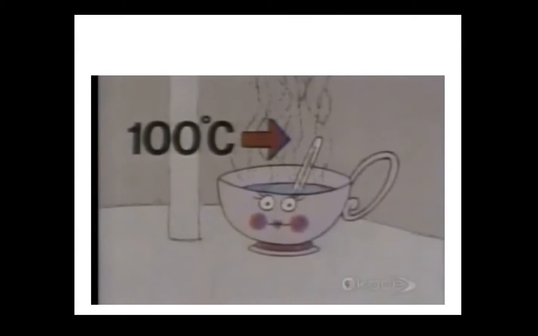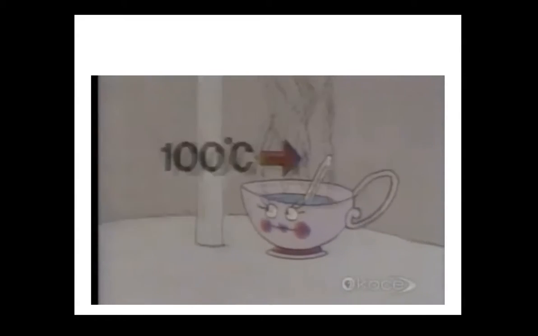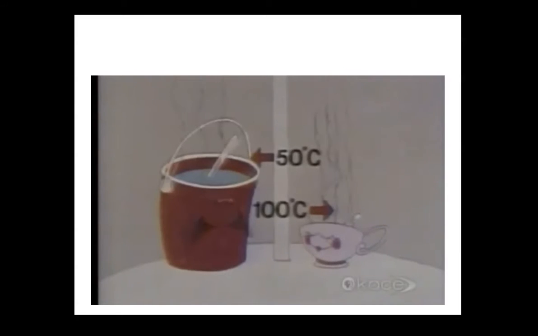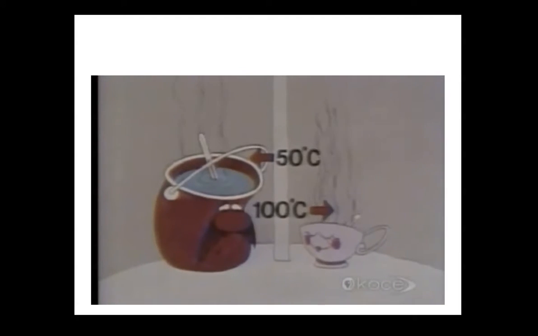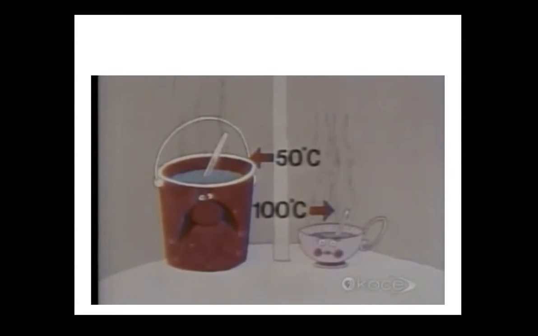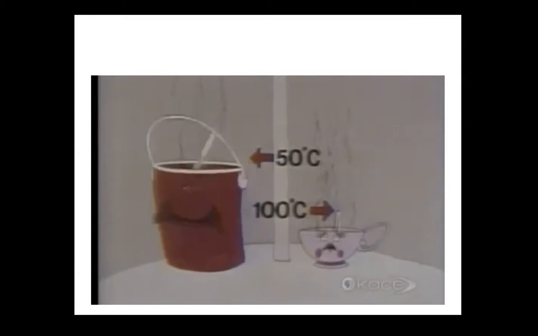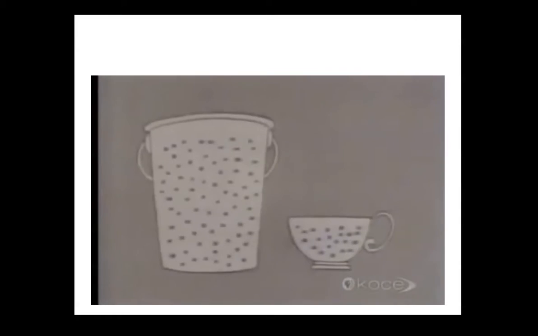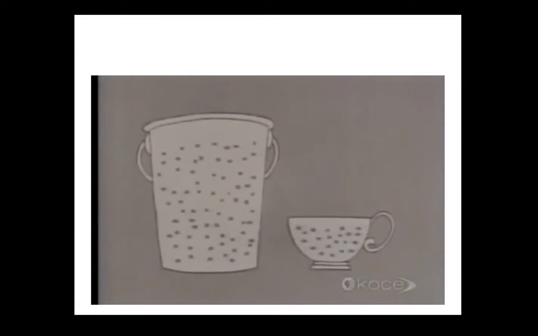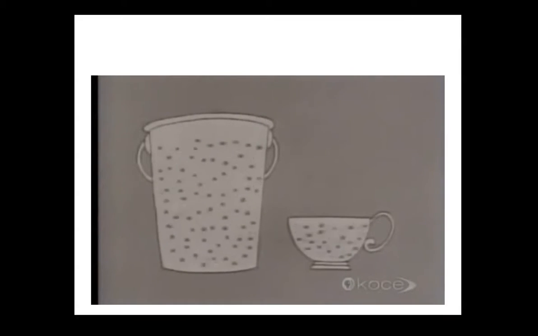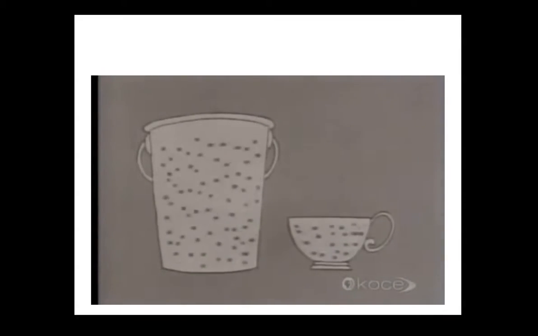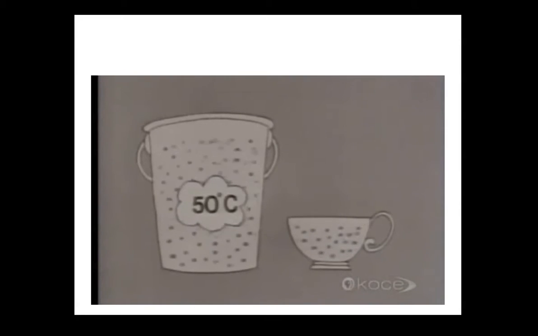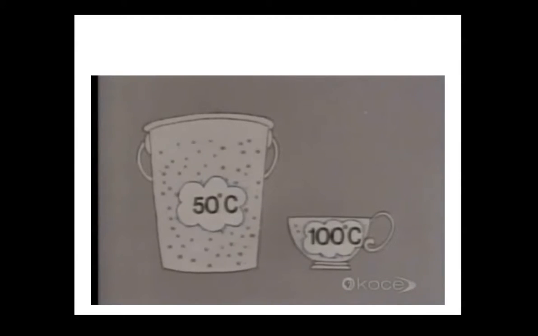Aha! So even though the water in the cup was considerably hotter than the water in the bucket, the 50-degree bucket water is much better at heating up swimming pools than the 100-degree cup water. Why is this? Well, let's look at the facts. The bucket obviously contains many, many more water molecules than the cup does. The temperature of the average molecule in the bucket is 50 degrees, and the temperature of the average molecule in the cup is 100 degrees.